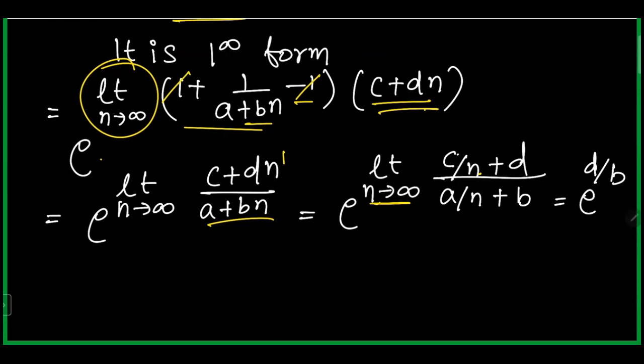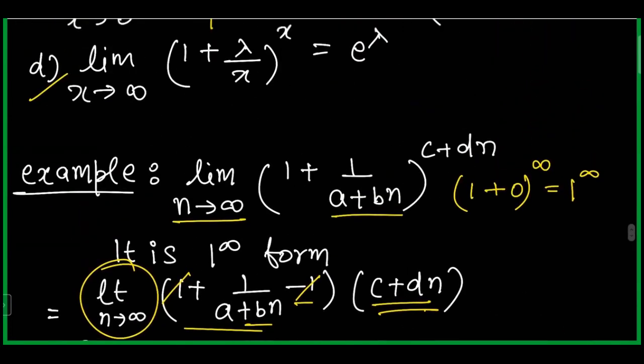So if you divide c by n, you will get c by n. If you divide dn by n, you will get d, and similarly in the denominator. Now, if you put n as infinity, c by infinity 0, a by infinity 0, so you will be left with e raised to power d by b. So this is a rule to find 1 raised to power infinity kind of problems. Always remember this. This is very important, and questions have directly come in the exams from this rule.